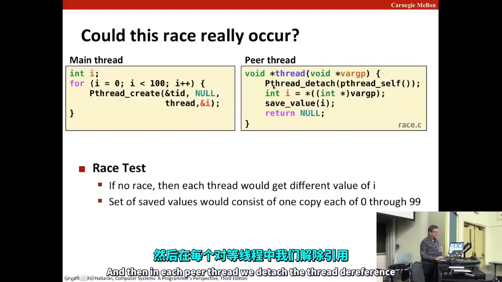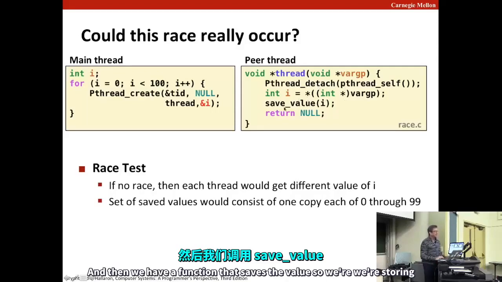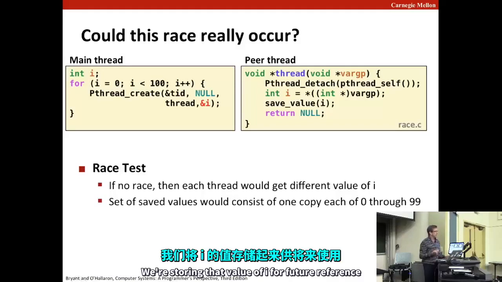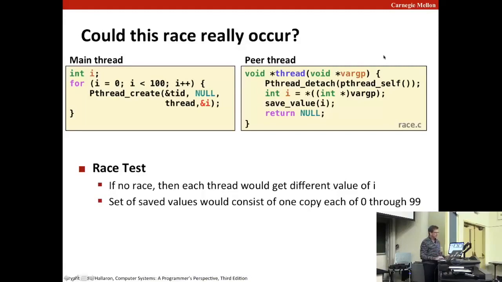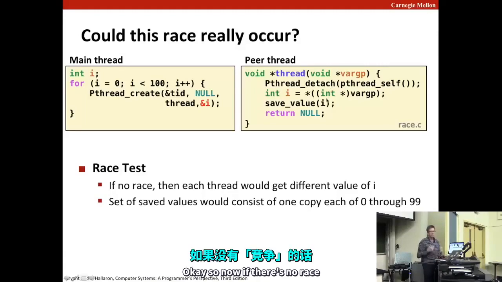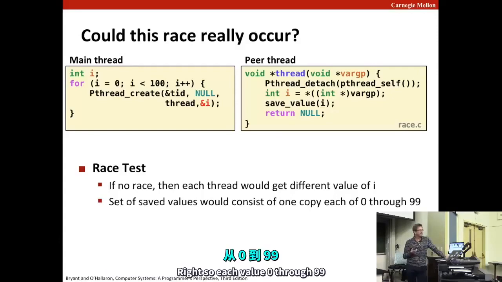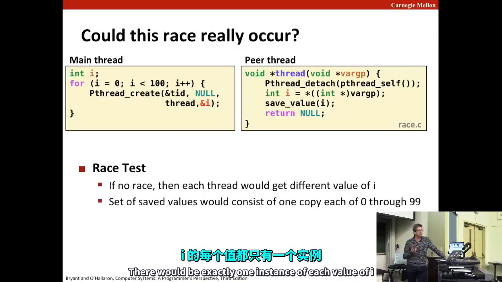And then in each peer thread, we detach the thread, dereference, and then we have a function that saves the value. So we're storing that value of I for future reference. Okay, so now if there's no race, each of the 100 threads would get a separate, distinct thread ID. Right? So each value 0 through 99, if we made a histogram of it, there would be exactly one instance of each value of I.